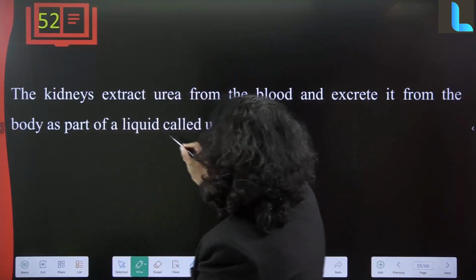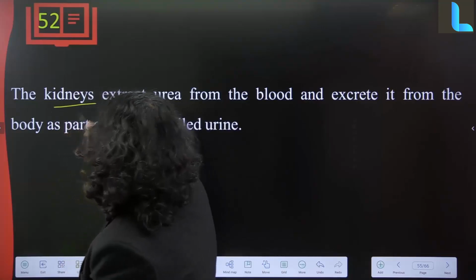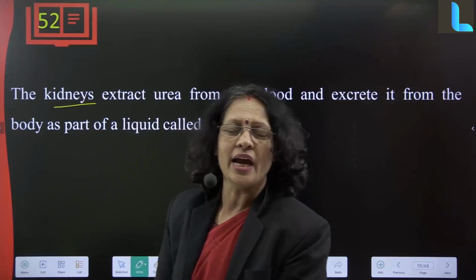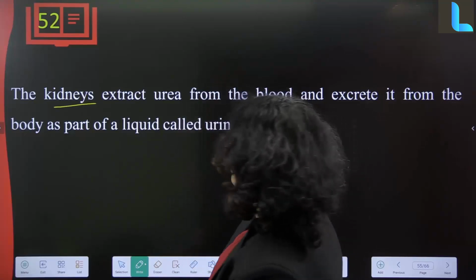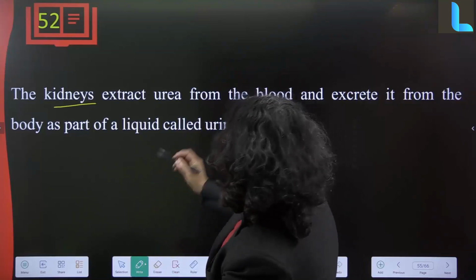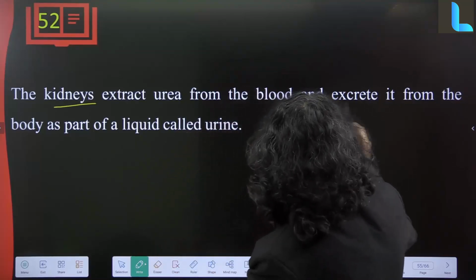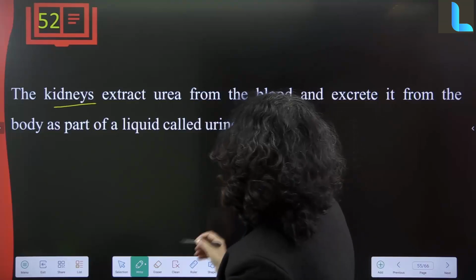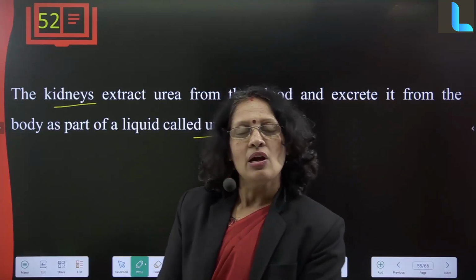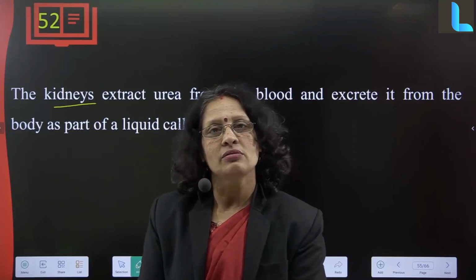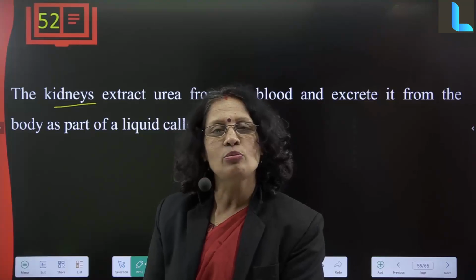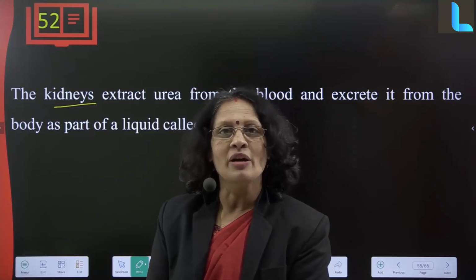Kidney extracts urea. All of you know the kidney. The kidney is a bean-shaped organ present at the back of your body, near the pelvic bones. It extracts urea from the blood and excretes it from the body as a part of a liquid called urine. The water-soluble waste products will go through urine. The solid part, which is not soluble, will go out as fecal matter.